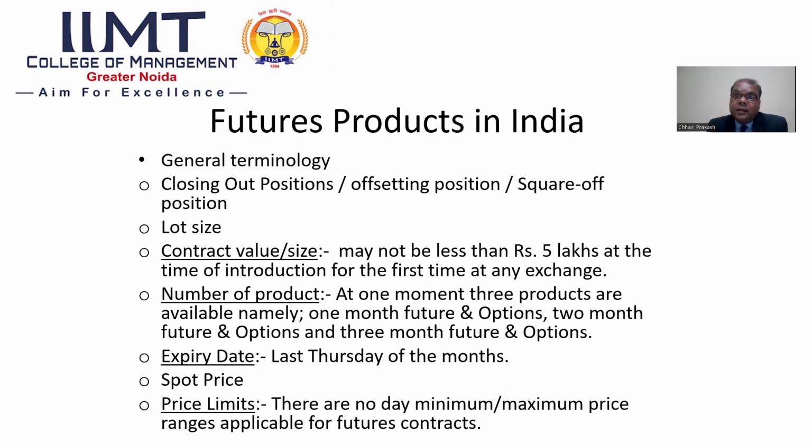Now, suppose the last Thursday of that particular month is a national holiday. In that case, the future product will be maturing one working day prior to the last Thursday. Then there is something called expiry date. As I have talked about, maturity date is also called expiry date. And most of the time it is the last Thursday of the month. If the last Thursday of the month is a national holiday, then it would be maturing one working day earlier to the last Thursday of the month.